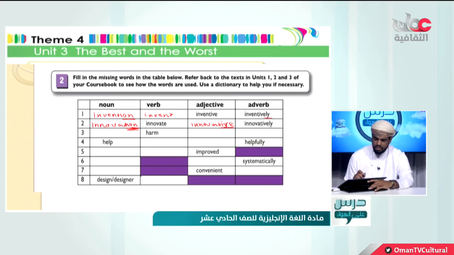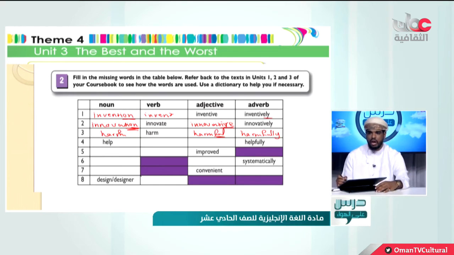All right, we have the word harm here, and you know the meaning of harm. Also, the noun will be harm, verb harm, adjective will be harmful. All right, this is another type of suffix. Okay, what about the adverb? As I say, I add harmful and then I add ly. It will become like this, harmfully.